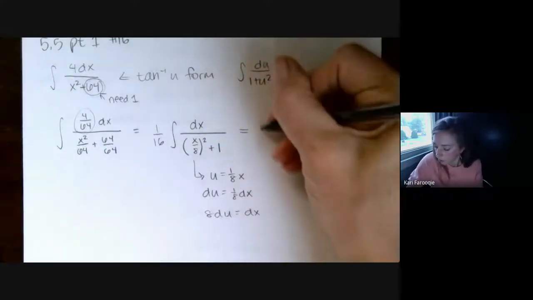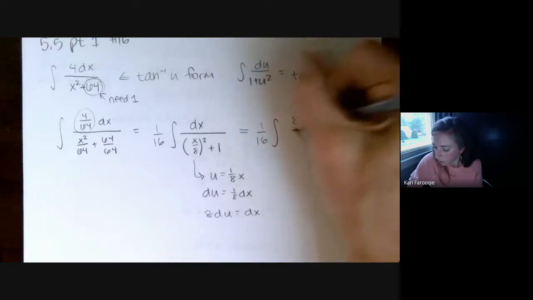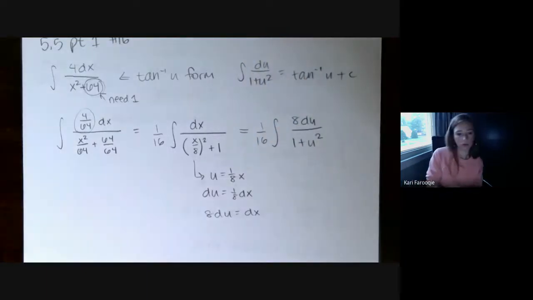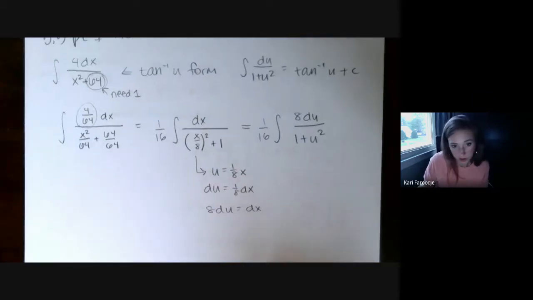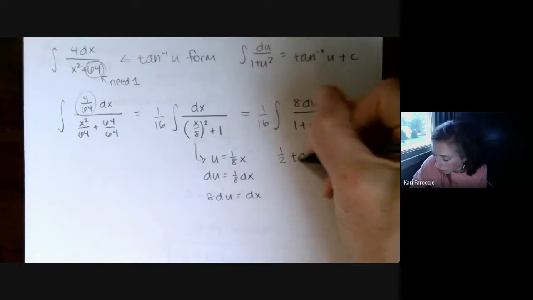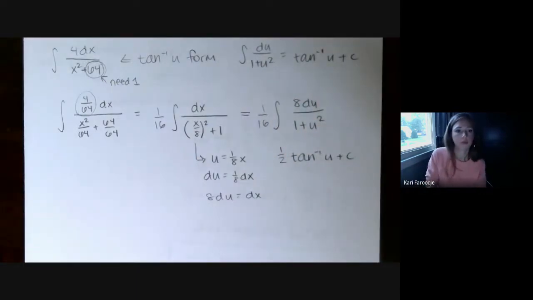Okay, so this is going to be 1/16 times the integral of 8 du divided by u squared plus 1 or 1 plus u squared, whatever you need to do there. And 8 over 16 is 1/2. So this is just going to be 1/2 inverse tangent u plus c.